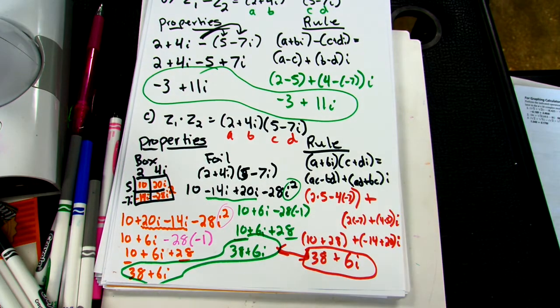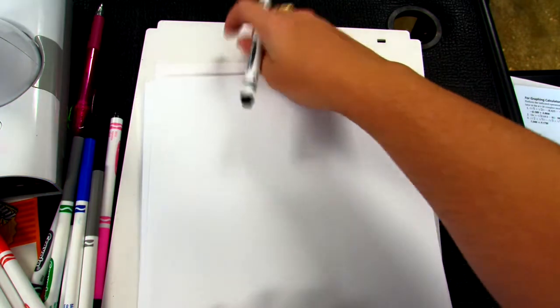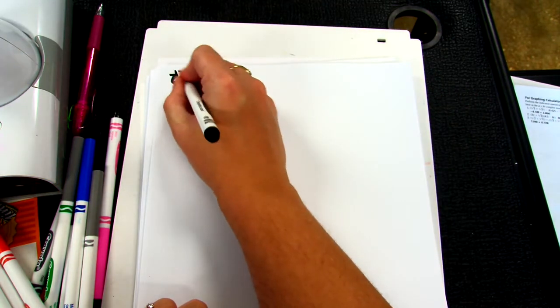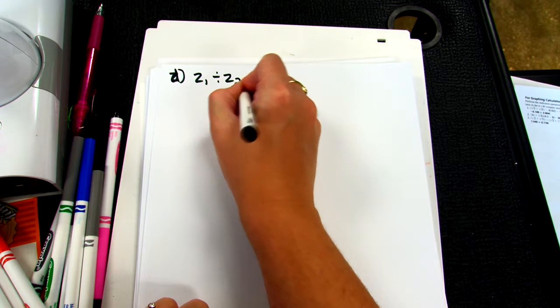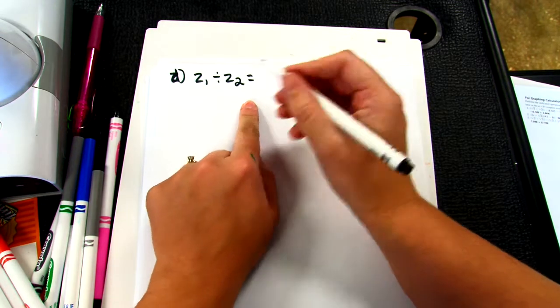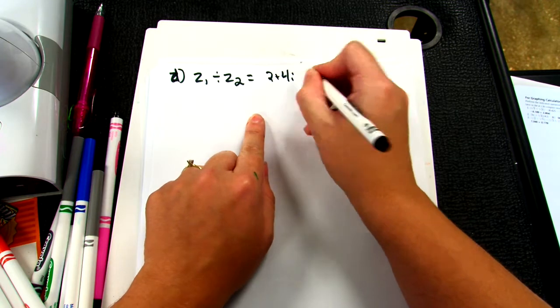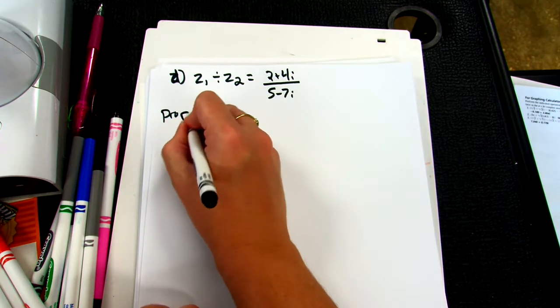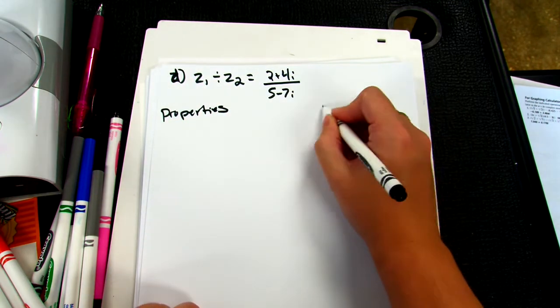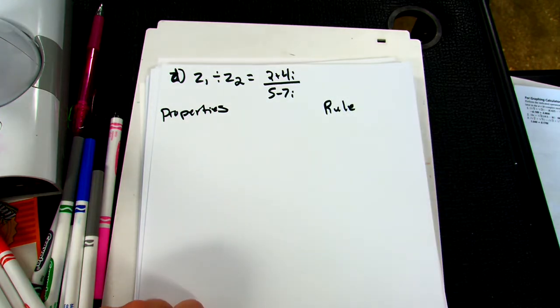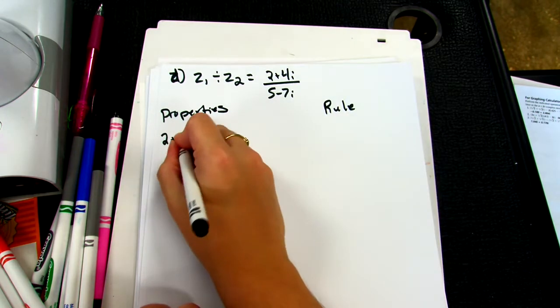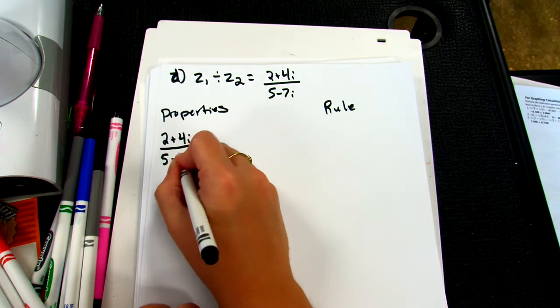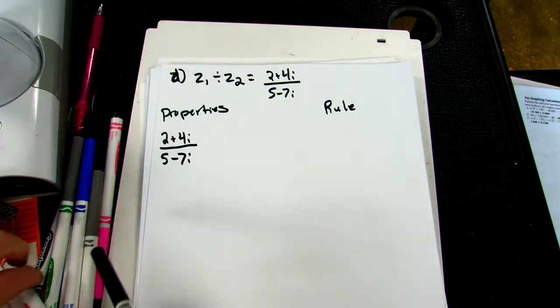Awesome. All right. Last operation that we want to do is division. We want to do z1 divided by z2. So this is our last operation, z1 divided by z2, which looks like 2 plus 4i all over 5 minus 7i. So properties versus rule. Okay, so for our properties, what we would have to do is multiply by our conjugate, which would be 5 plus 7i.